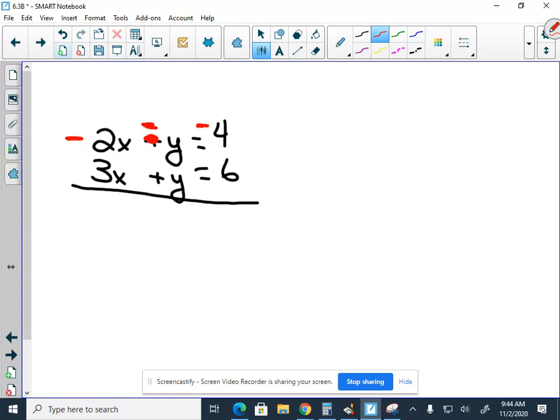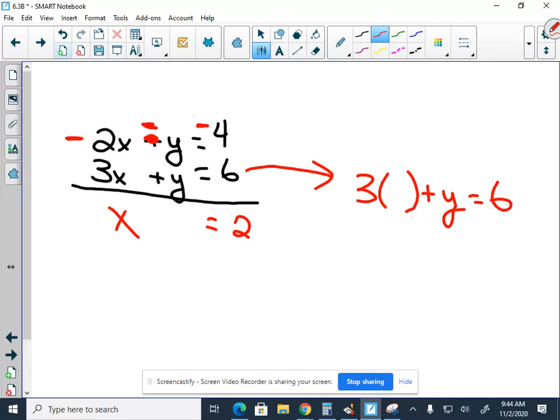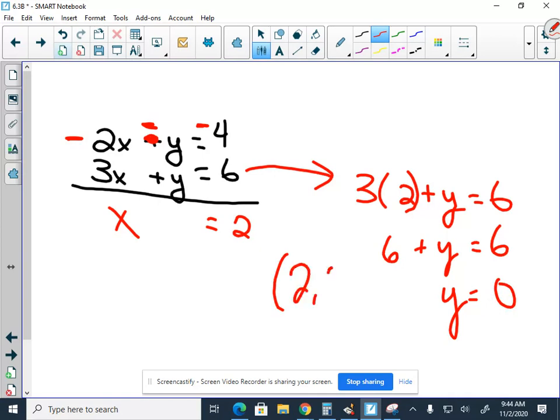Now that's another way we can do it. Does that make sense? It's faster. So if we multiply by the negative, now 3 minus 2 is 1x. Y minus y is no y. 6 minus 4 is 2. So then x is 2. Then we would take one of the equations, 3 times x plus y equals 6. We would put in the 2, right? And this becomes 6 plus y equals 6. If I subtract 6 from each side, I get y equals 0. So the answer to this one is (2, 0).